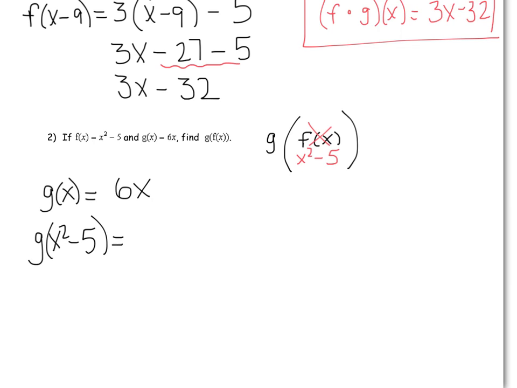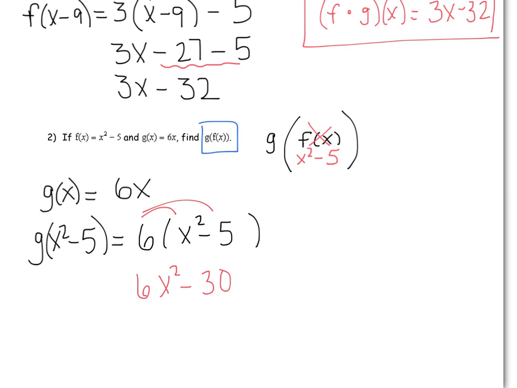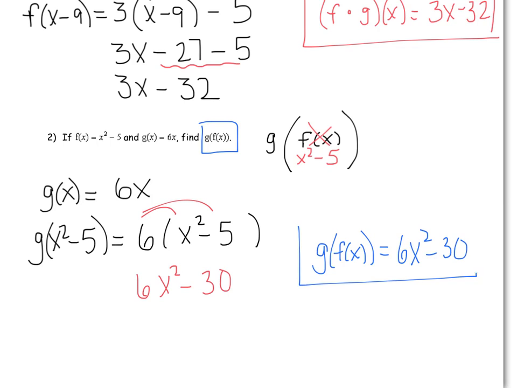So what does that mean? That means wherever I see an x, I'm going to put an x squared minus 5. So wherever I see this x, I'm going to put instead an x squared minus 5. So bring down the 6, and now instead of x, I'm going to put x squared minus 5. So we can distribute out the 6. So 6x squared minus 30. That would be my final answer. So again, the answer for g of f of x is 6x squared minus 30. Okay, let's try another one.